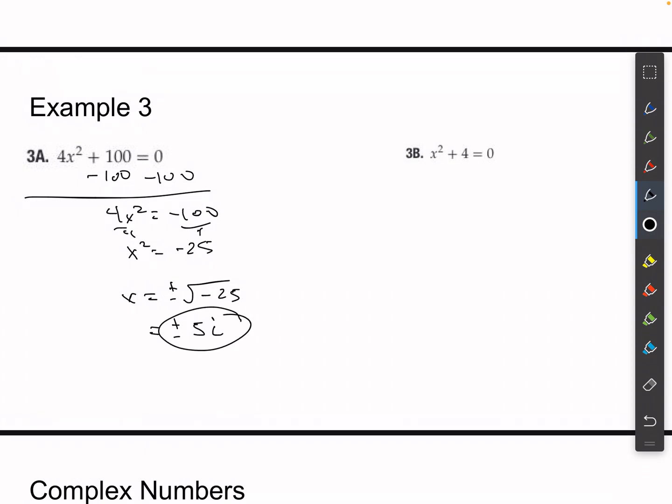All right, let's try another one. I'll let you try this one. We have x squared is equal to -4, right? And then x is equal to plus or minus the square root of -4. So then x is equal to plus or minus 2i.